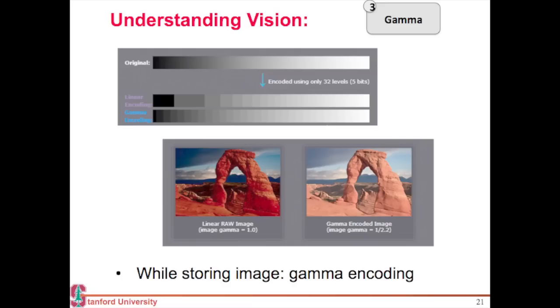But when you actually store the image, you do something called gamma encoding. So if you look at it, that's your original image, and that's linear encoding. But then you take a log with a base of, and then you store it like that. That's what gives you more granularity in your image.